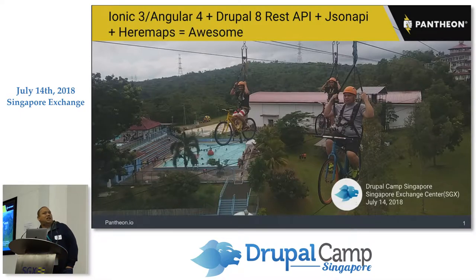So, anyone knows what's Ionic? Ionic, Angular, REST API, JSON API, Heremaps. That's a lot. That's a lot to take in. But these are ingredients that are really good in building mobile application.